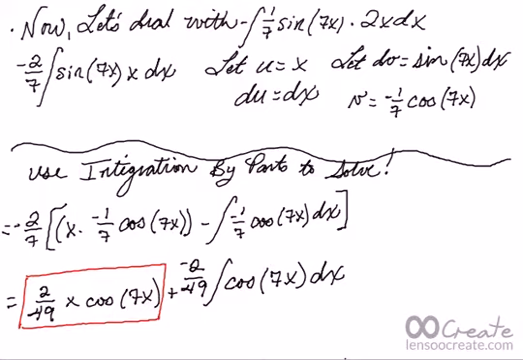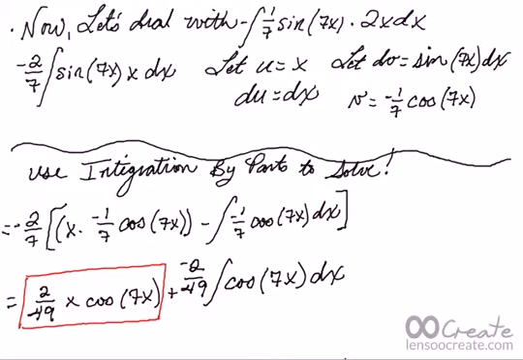So now let's deal with the integral part of this. We have negative the integral of 1 over 7 sine of 7x times 2x dx. We can't really deal with this integral without doing integration by parts again. My brain kind of views it like the chain rule, in the sense that we have to keep doing it till we get something that we can actually use.